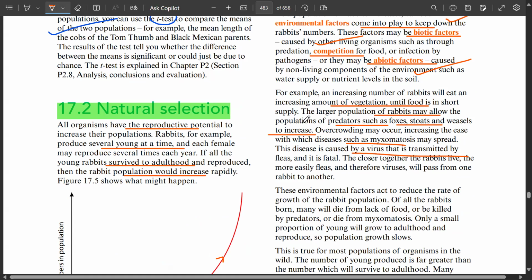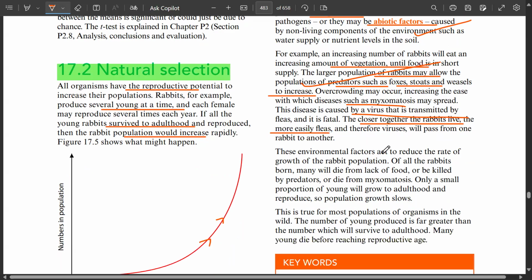Now, because of overcrowding, diseases can also come. Because the closer together the rabbits were living, the more easily the fleas, like lice, were transferred from one rabbit's fur to another's, from one rabbit to another. These environmental factors act to reduce the rate of growth of the rabbit population. Disease and overcrowding are environmental factors.